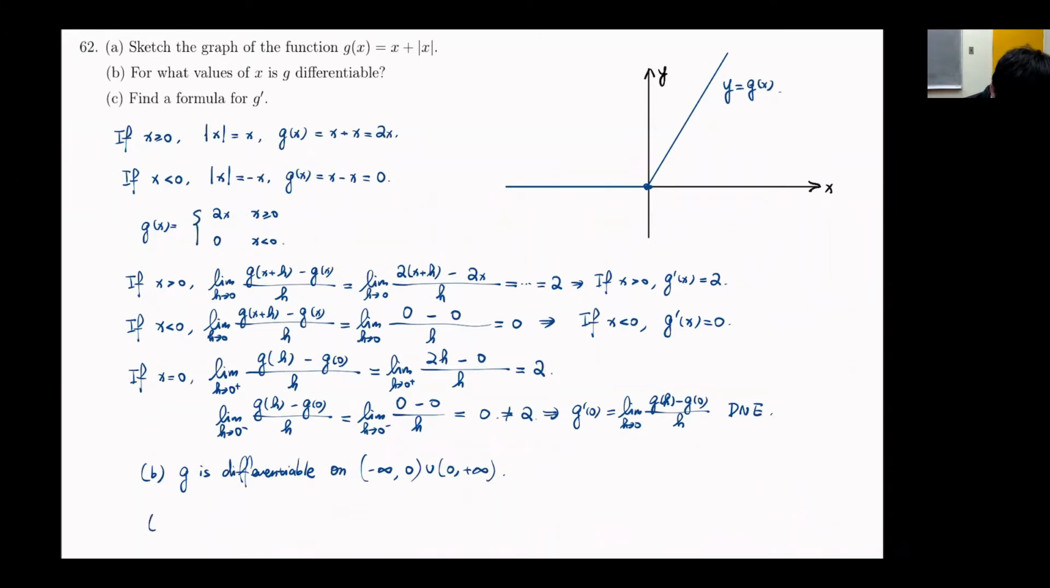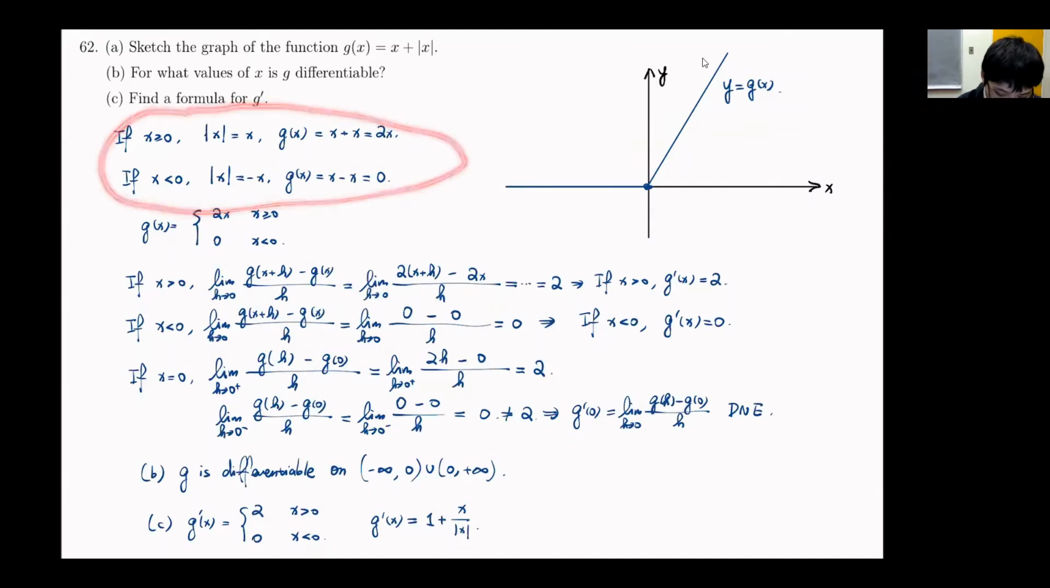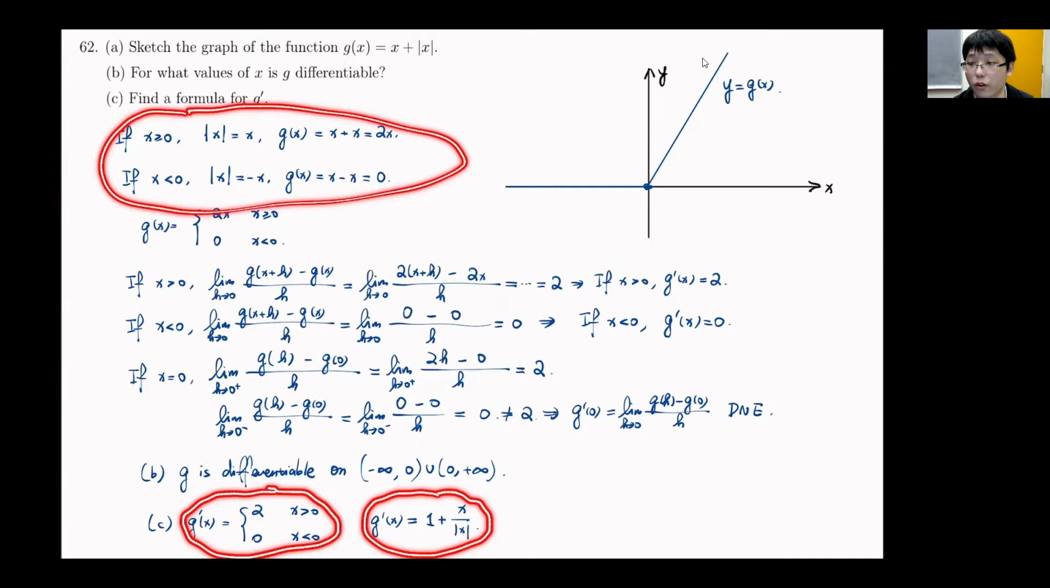Okay, so for part C, we certainly have the formula g prime of x equals 2 when x is strictly greater than 0, and g prime of x equals 0 when x is strictly less than 0. I'll leave it to you to figure out why I can write g prime of x as 1 plus x divided by the absolute value of x. Just try to track it the same way as we did over here, and you will be able to see that this formula defines precisely the same thing as this piecewise function over here.